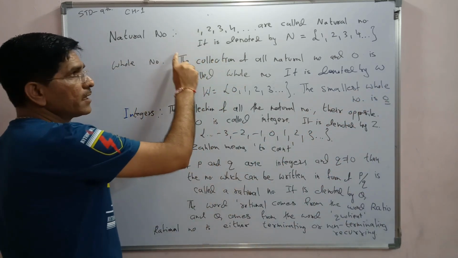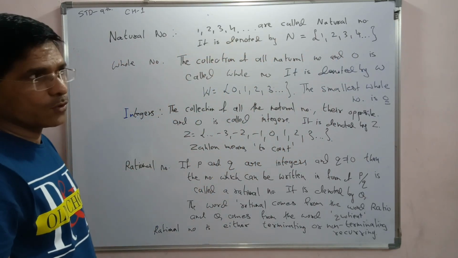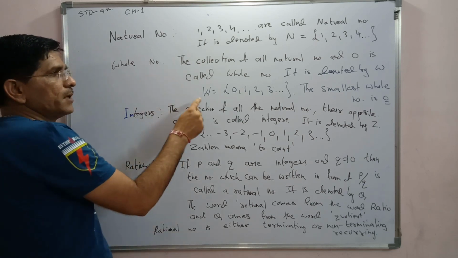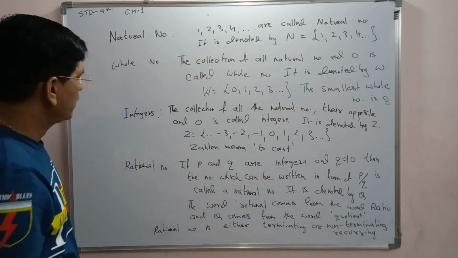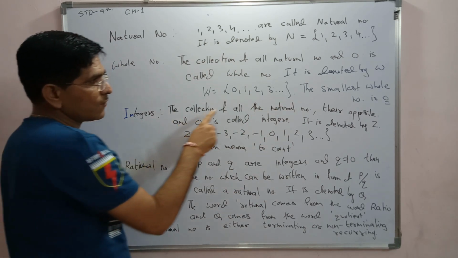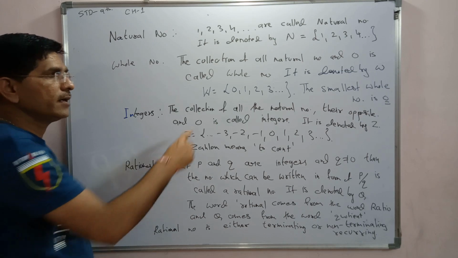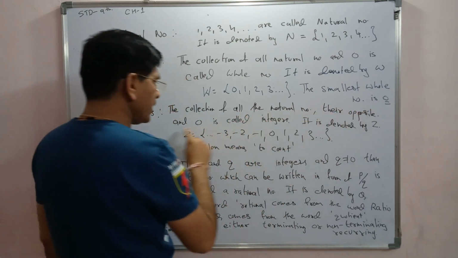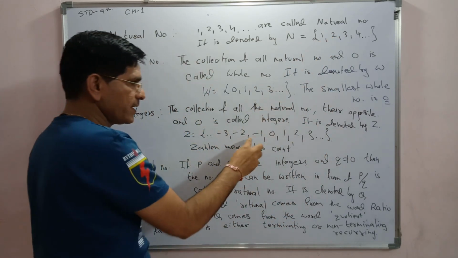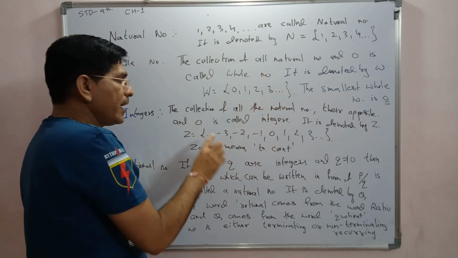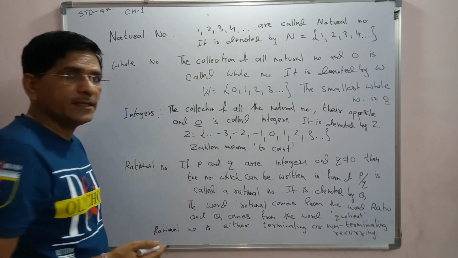So first is natural numbers. They are also infinite. We cannot count them all. Natural numbers are called infinite numbers. Whole numbers: again, if we add 0, then it converts into whole numbers. Now integers: the collection of all natural numbers and their opposites. So if I take 1, 2, 3, the opposites are -1, -2, -3 and so on to infinity, and 0 is added to it. It is called integers.